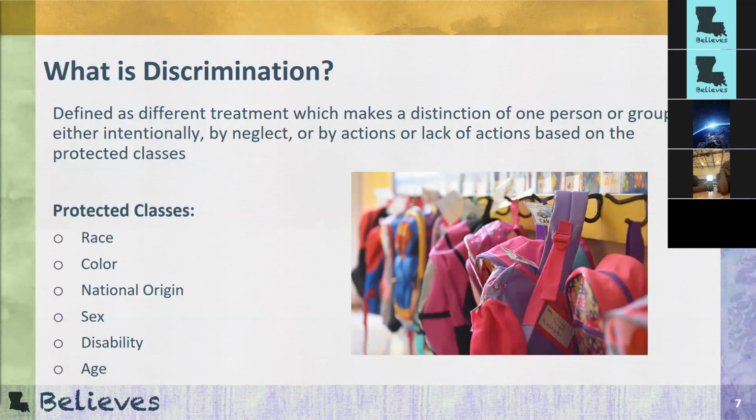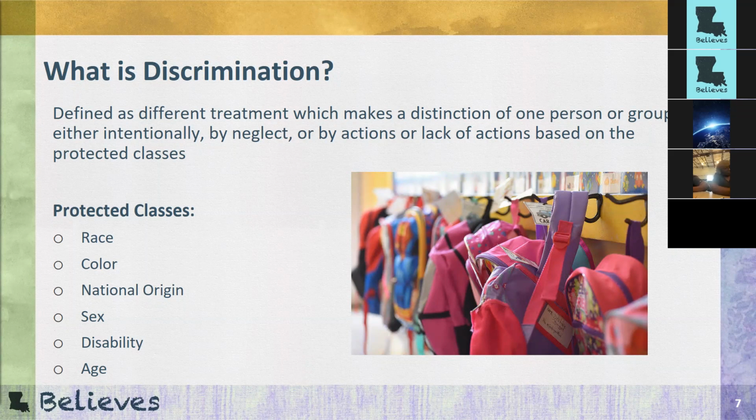What is discrimination? Discrimination is defined as different treatment, which makes a distinction of one person or group, either intentionally, by neglect, or by actions or lack of actions based on the protected classes. Examples of discrimination include giving one group or type of participants larger or extra helpings of food, separating genders, failing to provide children with a dietary disability accommodating meals, and failing to provide program information to all potential program applicants.